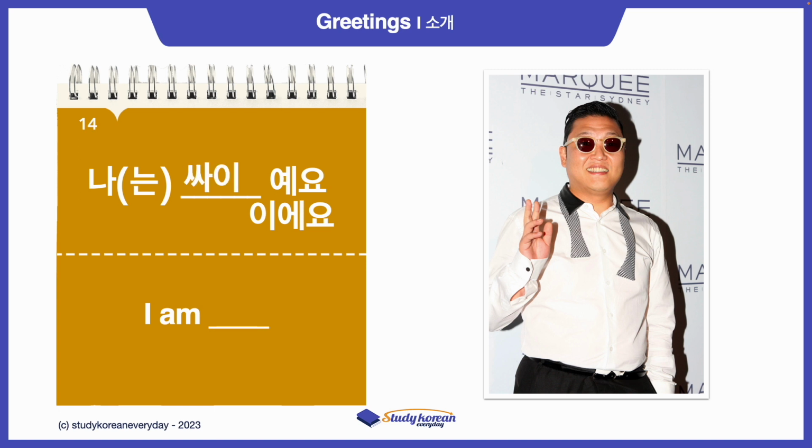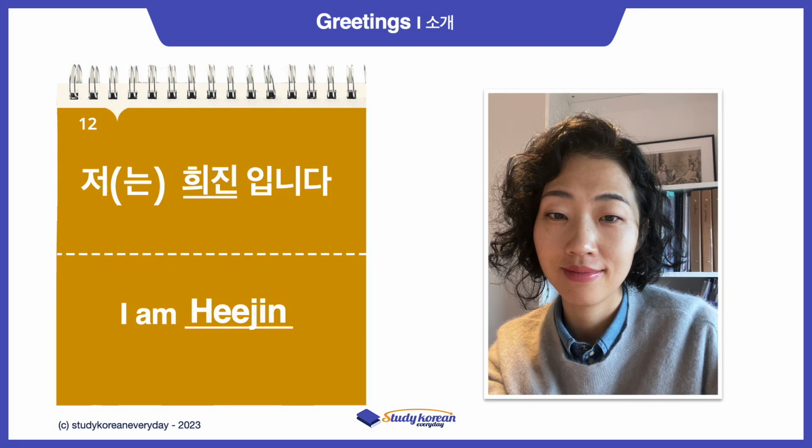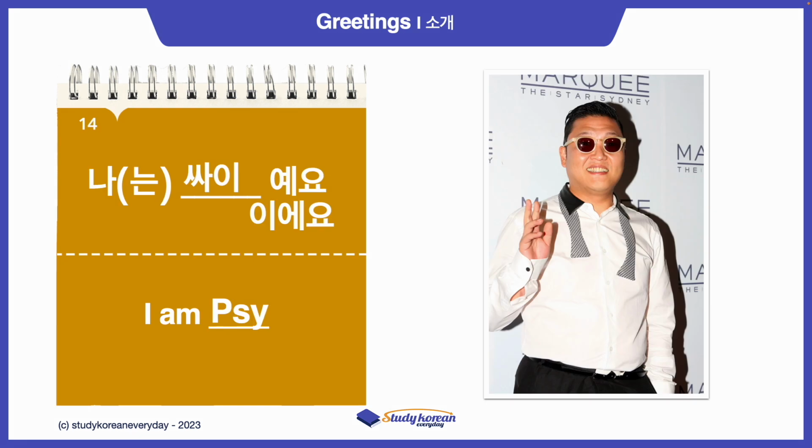나는 싸이예요. I am Psy. Yes. This is how to say I am Psy. Oh, then what is difference between 입니다 and 예요? 입니다 is formal and polite way to say am, is, are. And 예요 is informal, but polite way to say am, is, are.